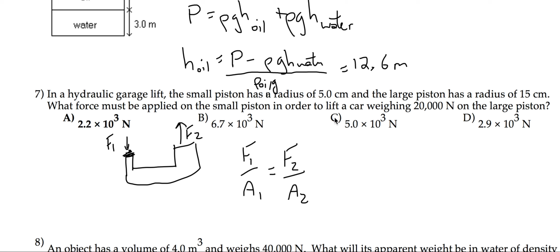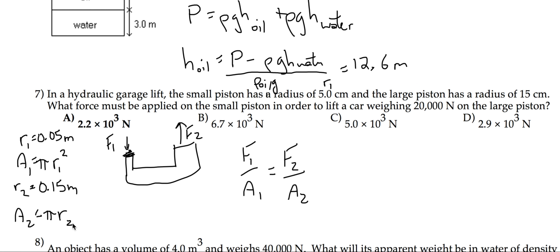So what we're given is the radius of each piston, so make sure to get the area. Assuming that the piston is circular, area 1 is going to be pi r squared, and this will be R1. Make sure to convert the radius to meters, so R1 should be 0.05 meters. And then R2 is going to be 0.15 meters. Area 2 will be pi R2 squared.